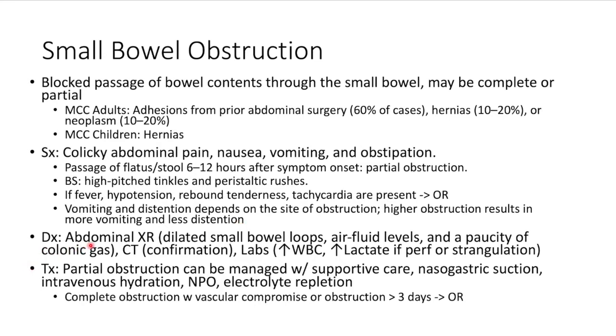So, again, X-ray, we're going to see those dilated small bowel loops, air fluid levels, lack of colonic gas. CT can confirm it. And for labs, you can see increased white blood cells and lactate if you have some kind of perforation or a strangulation where you had a little bit of bowel that emerged through a hernia and that bit of bowel is now lacking blood supply. That's considered strangulated, okay? And at that point, basically that bowel is dying, and so you're going to see increased lactate, increased white blood cells.